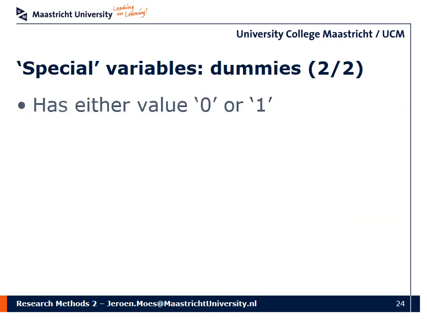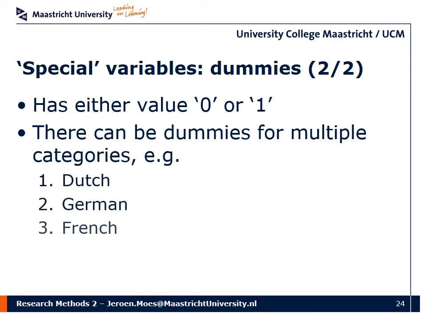Dummy variables. Dummy variables are very simple variables that can have two values only, 0 or 1. And there can be dummy variables from multiple categories. So, for example, if we had a variable that measures nationality, maybe in your survey you ask people, what's your nationality? Is it number 1 Dutch? Is it number 2 German? Is it number 3 French? People will just select a box, and then the variable will be stored as a nominal variable, right?